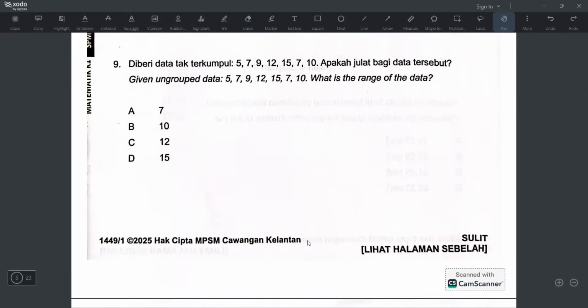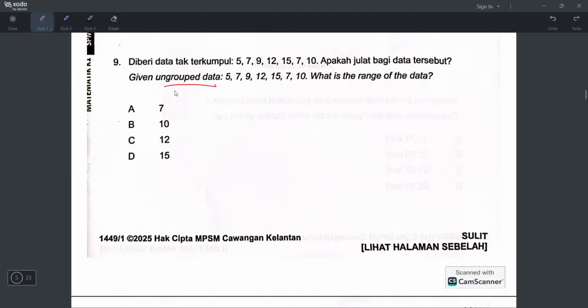Okay, let's go to number 9. Given the ungrouped data 5, 7, 9, 12, 15, 7, 10, what is the range of the data? Ungrouped data means the data has no class, right? So this is definitely the Form 4 chapter. It's called Measures of Dispersion for Ungrouped Data, and it's chapter 7, I think. 7 or 6, I'm actually not too sure. But it's the Sukatan Serakan chapter. In Form 5 you learn about grouped data, and Form 4 is ungrouped.